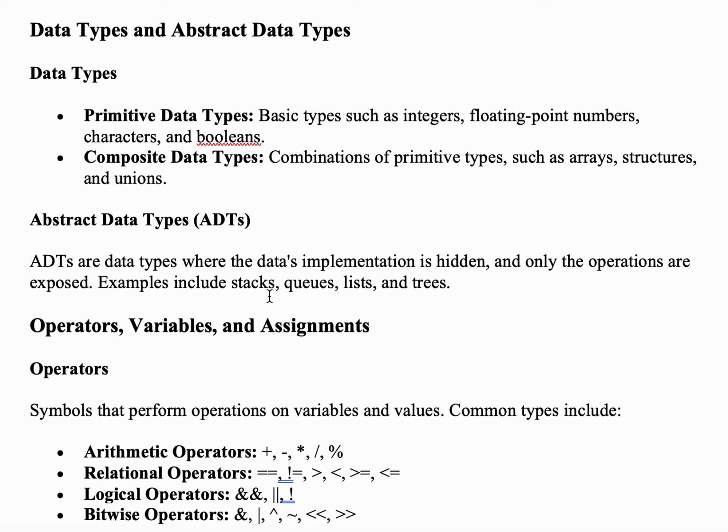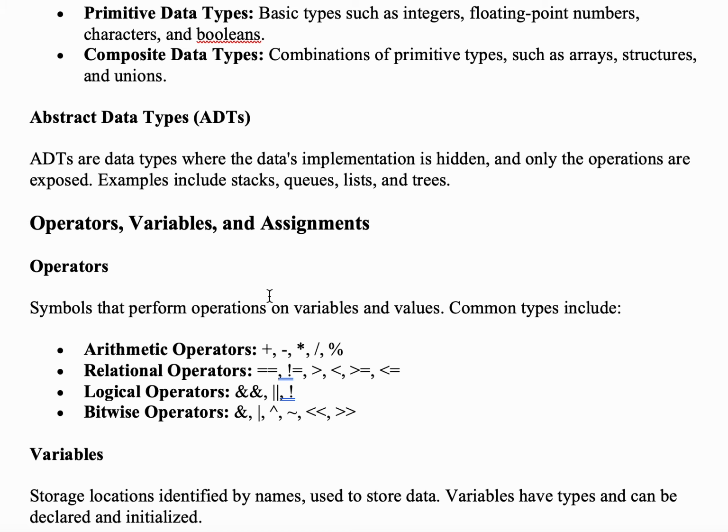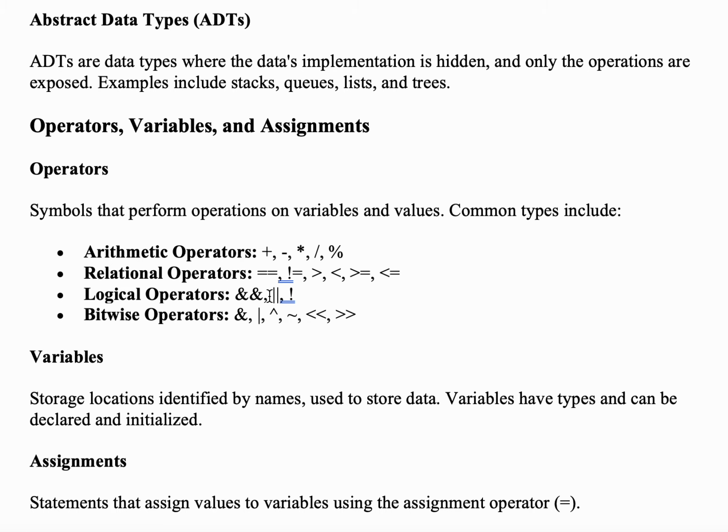Abstract data types are entities where the data implementation is hidden and only the operations are exposed. Examples include stacks, queues, lists and trees. If we use a stack, for example pop, push, what is happening inside it, we don't care about. We just know that push means inserting data, pop means taking data. Only that much. The data implementation is totally hidden and we only know the operations. As a programmer we know, but the viewer doesn't know what is happening inside it.